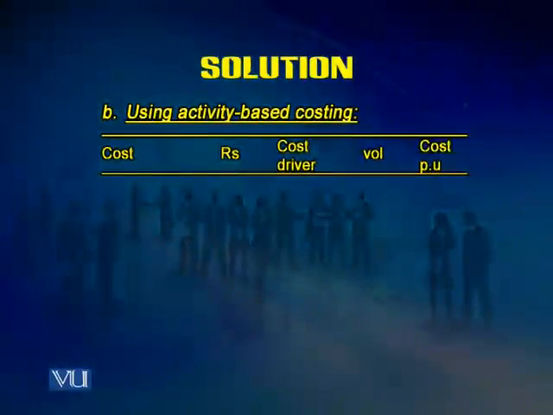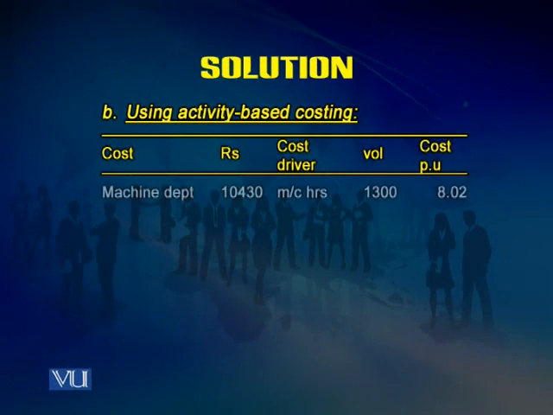For part B, using activity-based costing, the costs of overhead being given to us is machine department 10,430. Here the cost driver is going to be machine hours because it's the machine department. We know that there are a total of 1,300 machine hours as just used in part A, and so the cost per unit of cost driver will be obtained by dividing the overhead cost of 10,430 by the volume of the cost driver of 1,300.